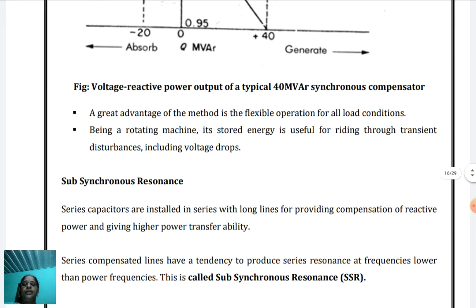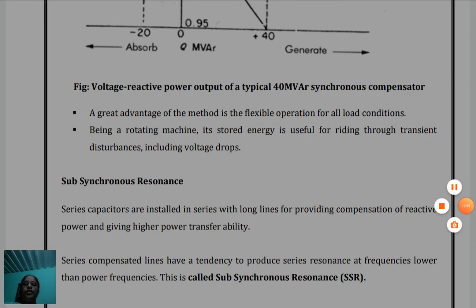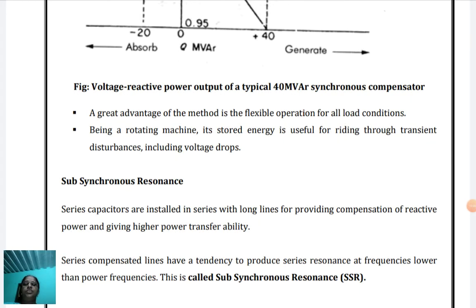What is the greater advantage of the synchronous compensator? It has flexible operation for all the load conditions, because under over excitation it handles heavy load, and under excitation it handles light load. Therefore it is flexible for all load conditions only. Being a rotating machine, its stored energy is useful for riding through transient disturbances including voltage drop only.